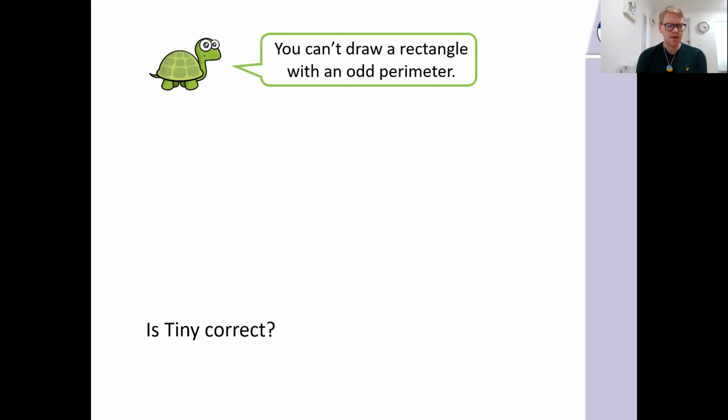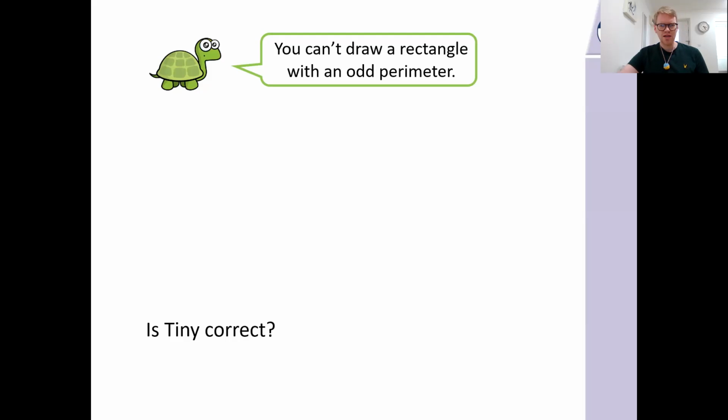Let's see. So remember, the perimeter is the length all the way around the outside. So give that a go and come back and let's see if we can find an answer to this. So pause the video here. Have some time exploring in your books and see if you can come up with the answer to Tiny's question.